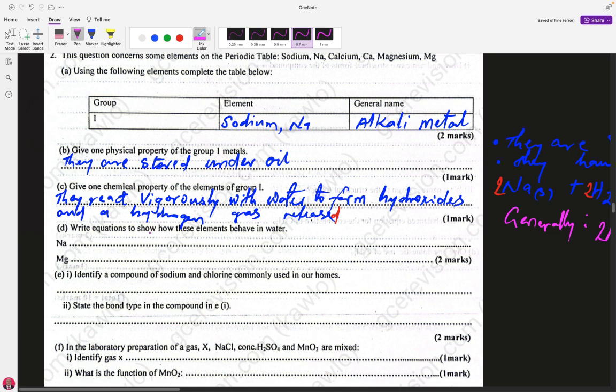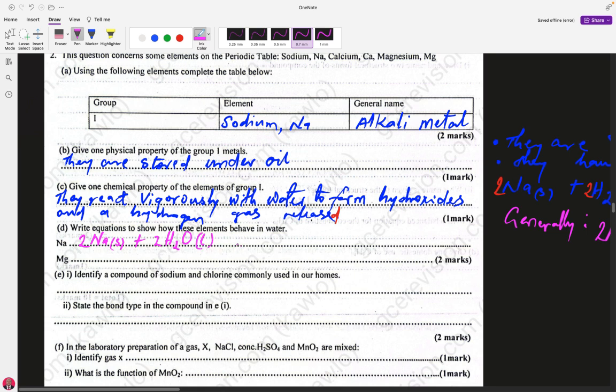Now, write an equation to show how this element behaves in water. How is sodium behaving in water? If we follow the equation that was given above, just follow the general formula: 2 Na, which is a solid, plus 2 water.